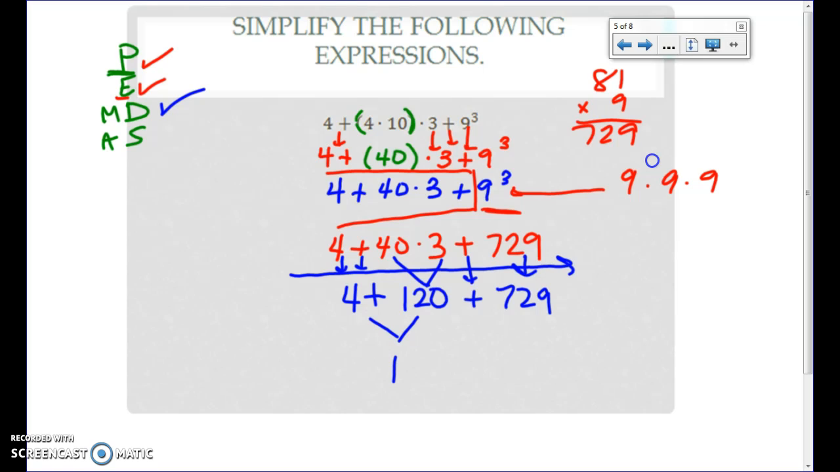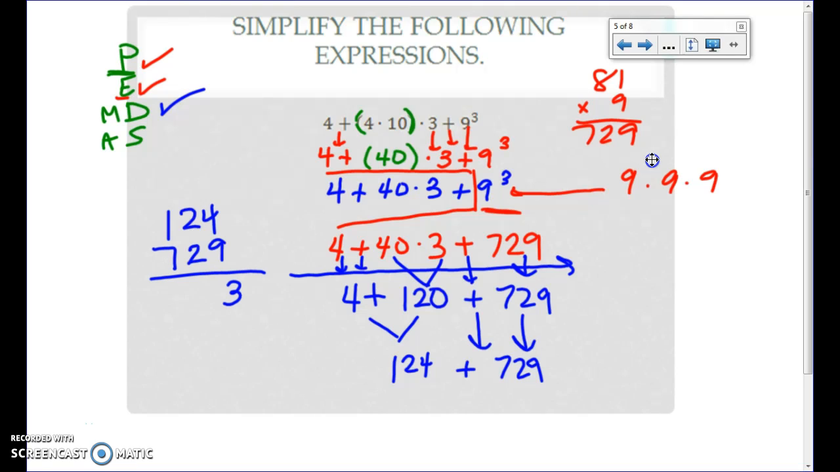4 plus 120 is 124. This plus 729 comes down. And then 124 plus 729 is 853. So that is the simplest form, 853. All right, so there's one example of what you might see tomorrow.